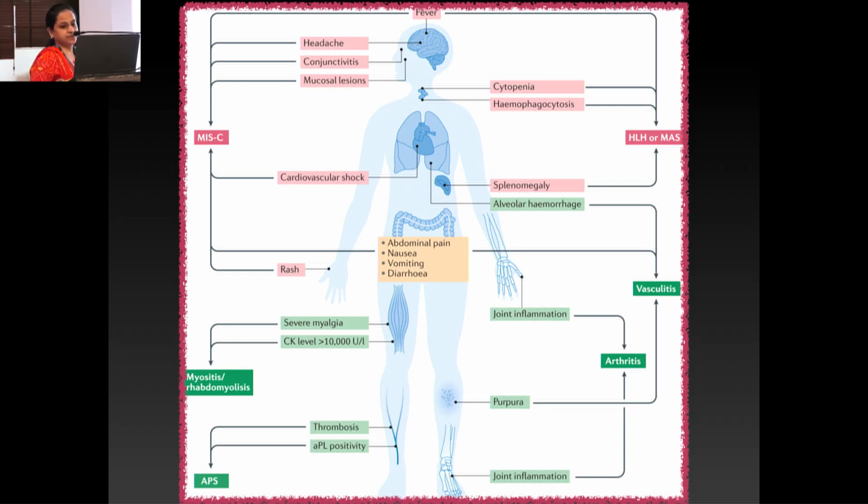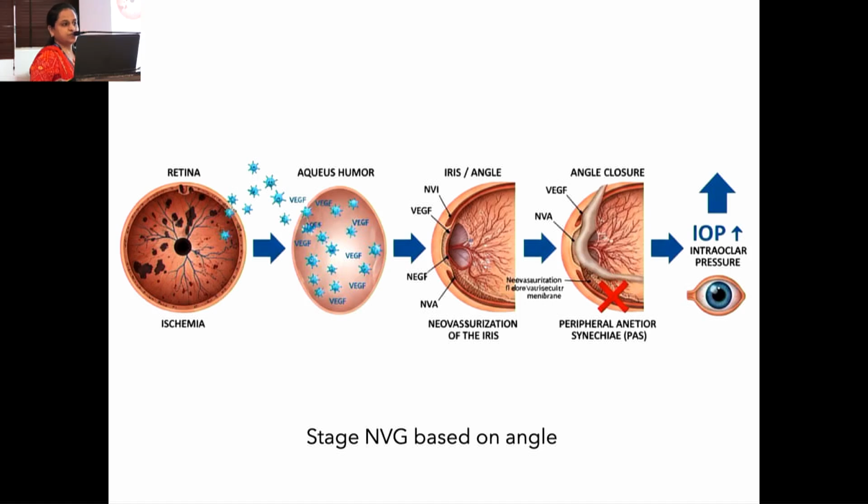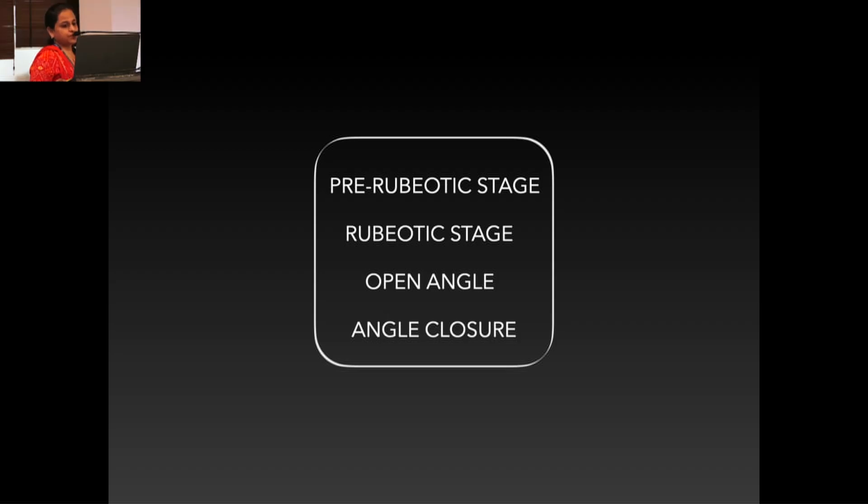Now the second part of my topic is that NVG is not a hopeless disease. Once you see NVG, we feel that the eye is lost. It is not like that. It is a staged disease. Once you understand the stage, these stages can be conquered. So we have the pre-rubeotic, rubeotic, open angle and closed angle stages.